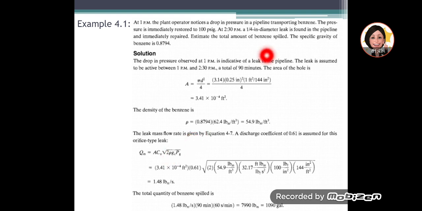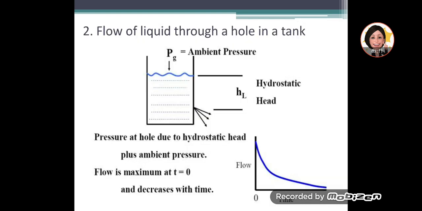The question wants us to estimate the total amount of benzene spilled, so we use this flow rate times 90 minutes. We convert the 90 minutes to seconds, and we get the value of 7990 pound mass, which can also be converted further to gallons. That's how we solve example 4.1.